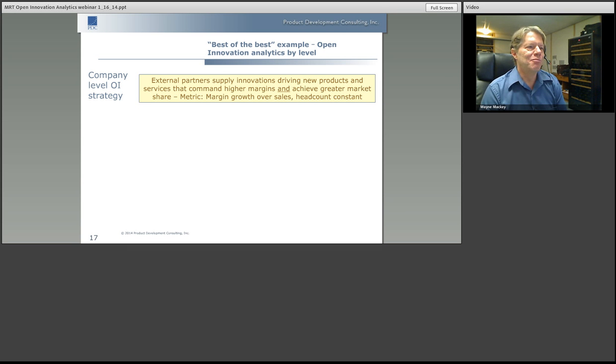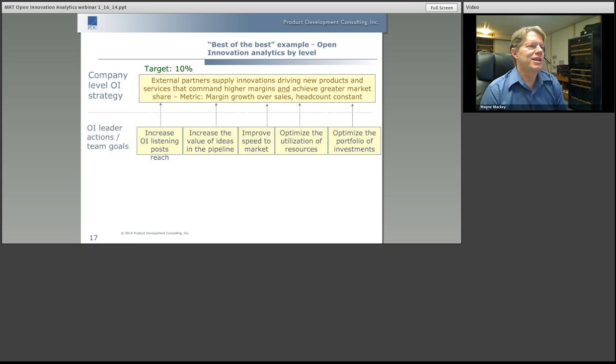Many companies measure percentage of sales for new products, and that's become the poster child of terrible metrics for innovation because it drives all kinds of bad behavior. But margin growth over sales is actually a great measure of whether or not you're innovative at a company level. Coming from that, now let's flow that down. Let's say we have a target area there of 10%. Let's go down to our open innovation leaders.